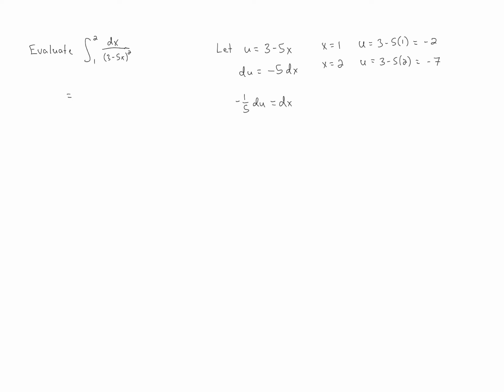So when we make our substitution, our new integral is going to be u squared in the denominator, and then that dx is going to be negative 1/5 du. So we can put the negative 1/5 outside, and then a 1 in the numerator, and then that du on the right-hand side. And our new limits, the one that corresponded to 1, our lower limit, becomes negative 2, and the other one becomes negative 7.